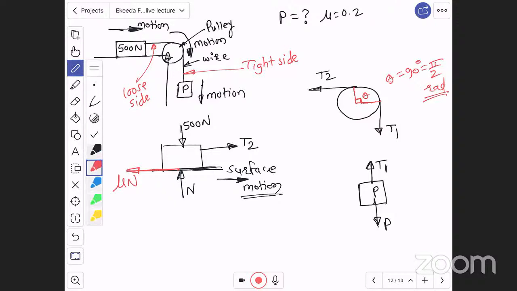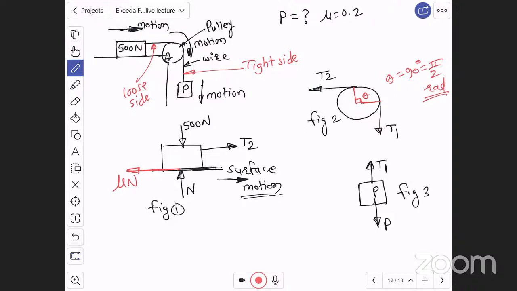Now let us name the free body diagrams. For this block, the free body diagram is figure 1. For the belt and pulley, the free body diagram is figure 2. And for block P, the free body diagram is figure 3. Now I have named the figures, right? Let us apply equilibrium equations for different figures or different blocks.